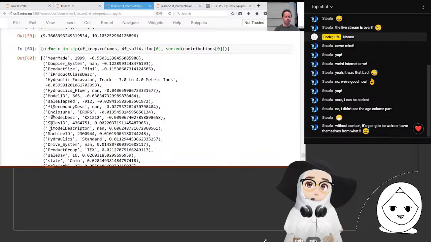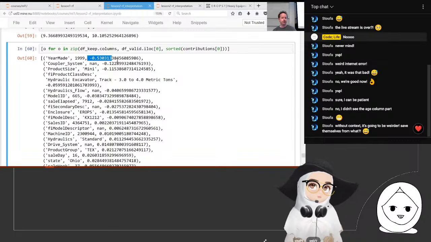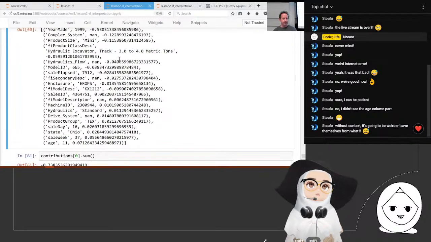So here is all of our predictors, and here is the value of each. And so this is telling us, and I've sorted them here, that the fact that this thing was made in 1999 was the thing that most negatively impacted our prediction. And the fact that the age of the vehicle was 11 years was what most positively impacted.